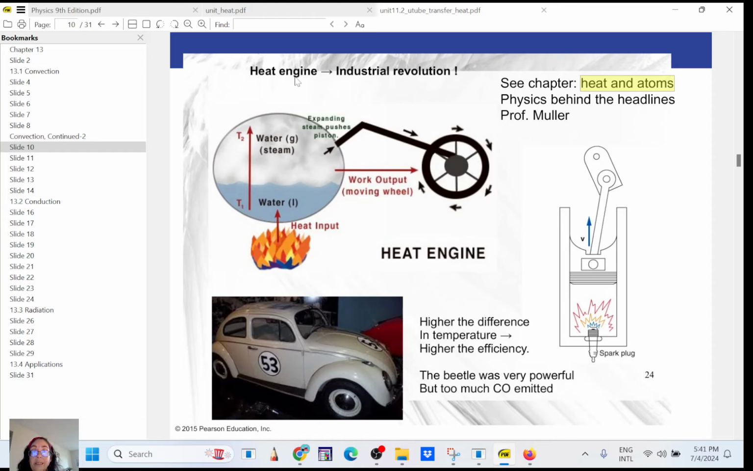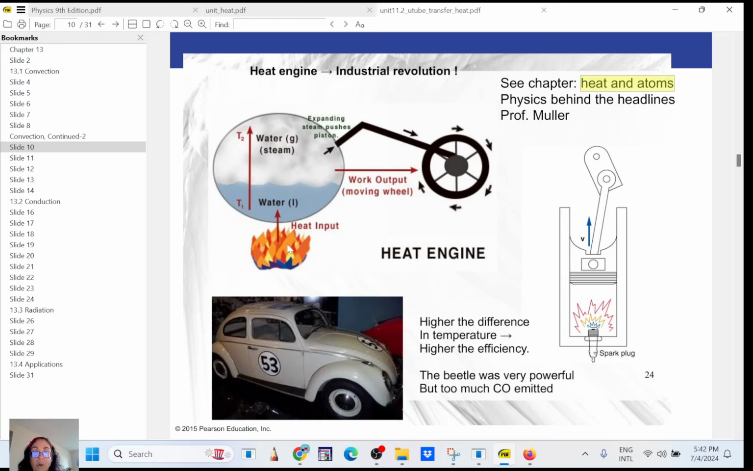So if you have a heat engine, like the first steam engines that you had in the 19th century during the Industrial Revolution, that's when thermodynamics was developed, at the time of James Joule, with the experiment that he did. He was able to show that thermal energy is a form of energy. So you can go from thermal energy to mechanical energy, or you can go from mechanical energy to thermal energy, right?